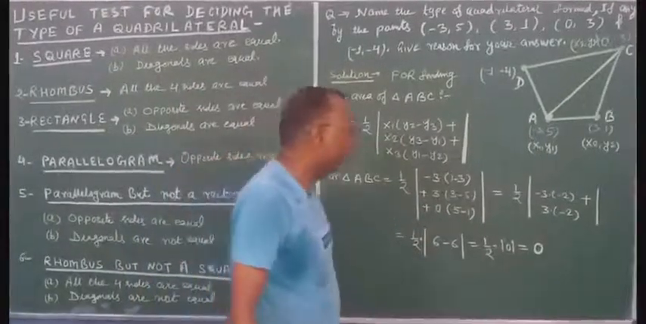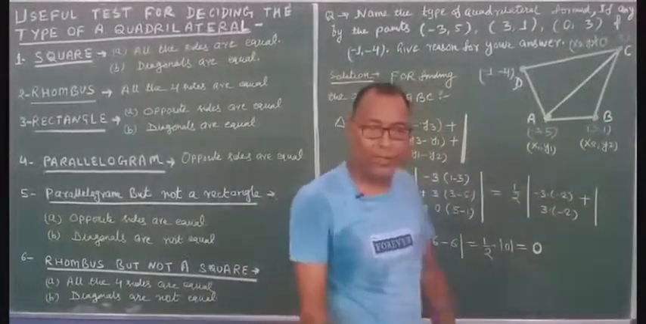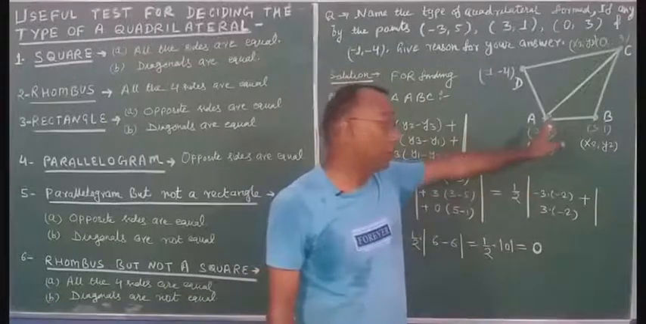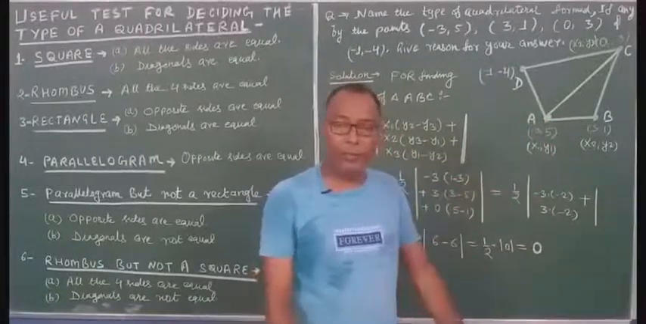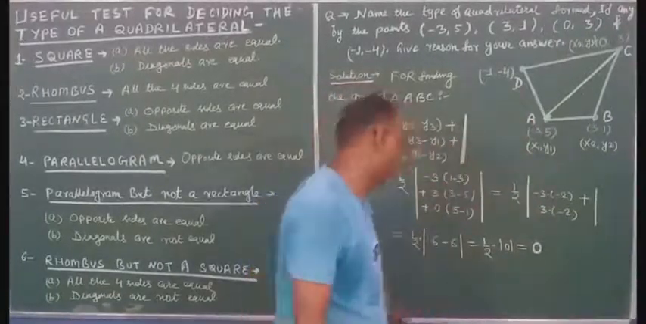It means these 3 points are collinear. If 3 points are collinear, this can't happen in the case of a quadrilateral. It means this is not a quadrilateral.